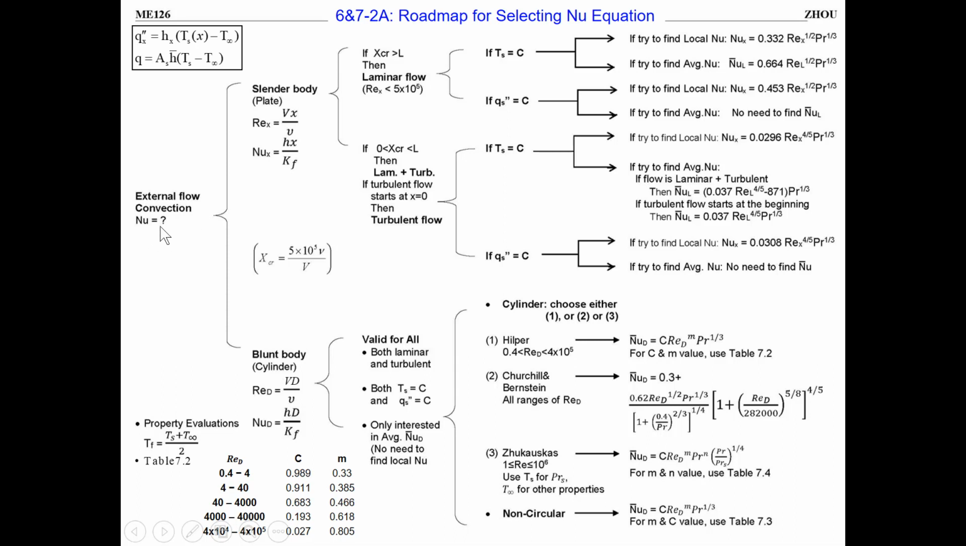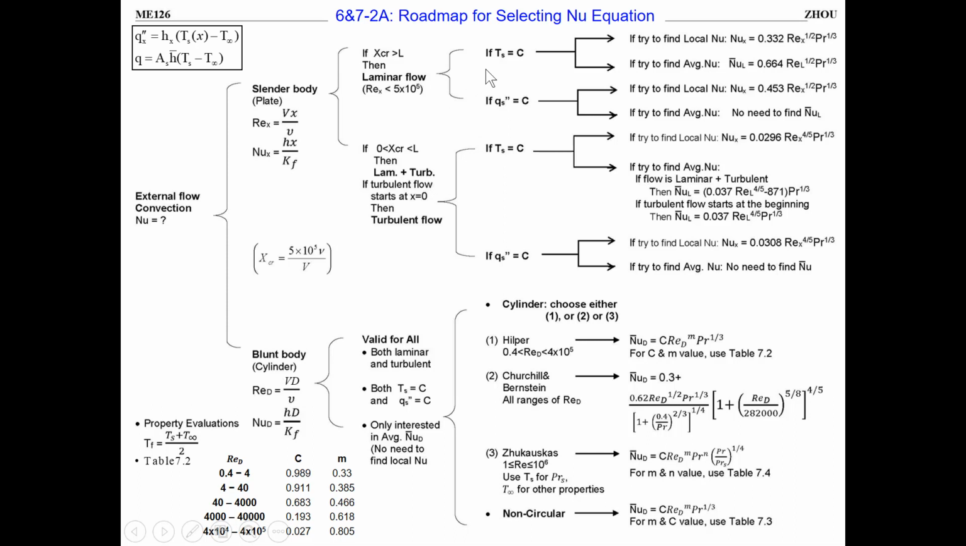and you're looking for the Newton number. Second, for the solid body interacting with the moving fluid, you need to determine whether it is a slender body or a blunt body. Third, for the moving fluid, you need to determine whether it is a laminar flow or a turbulent flow or a mixed laminar and turbulent flow.